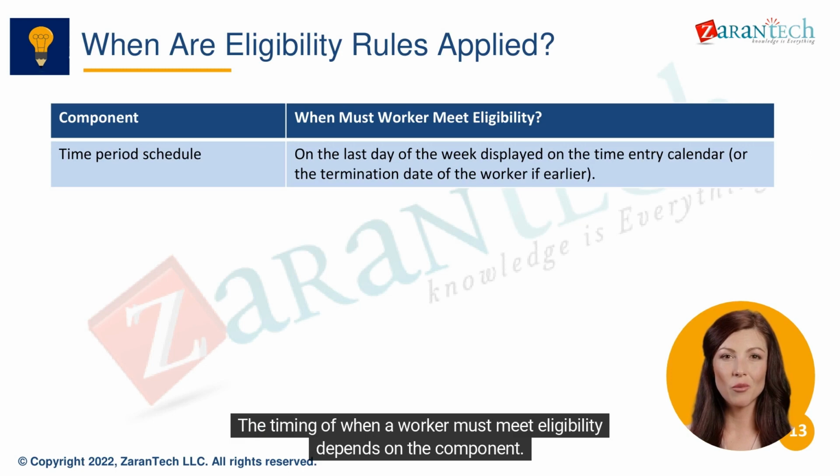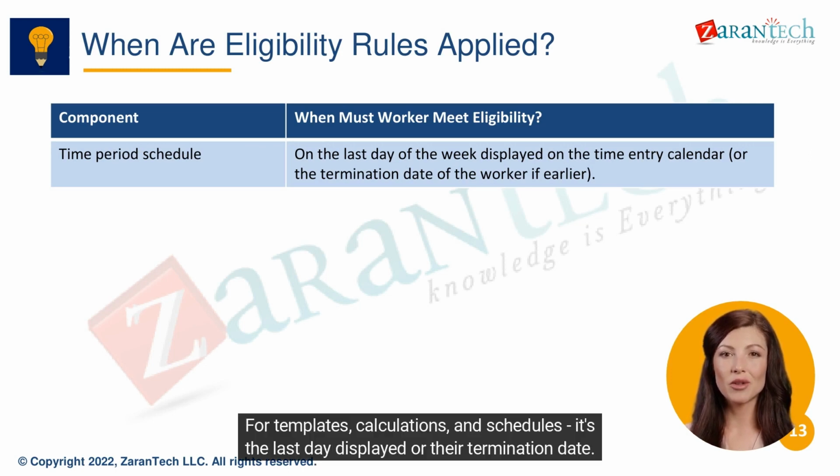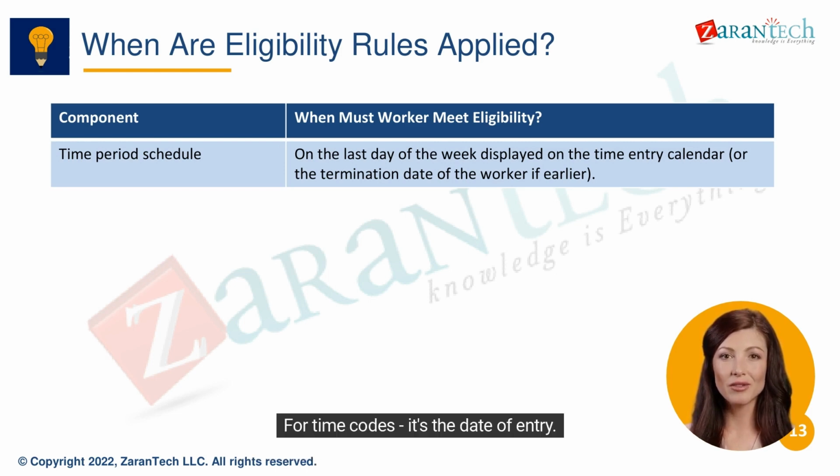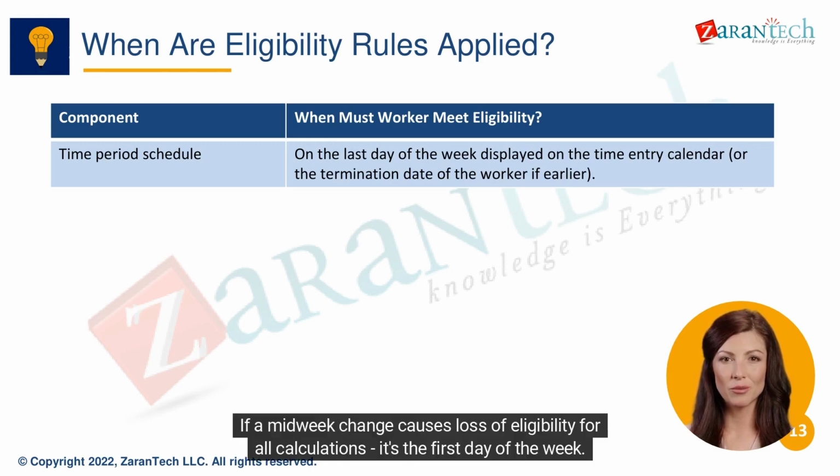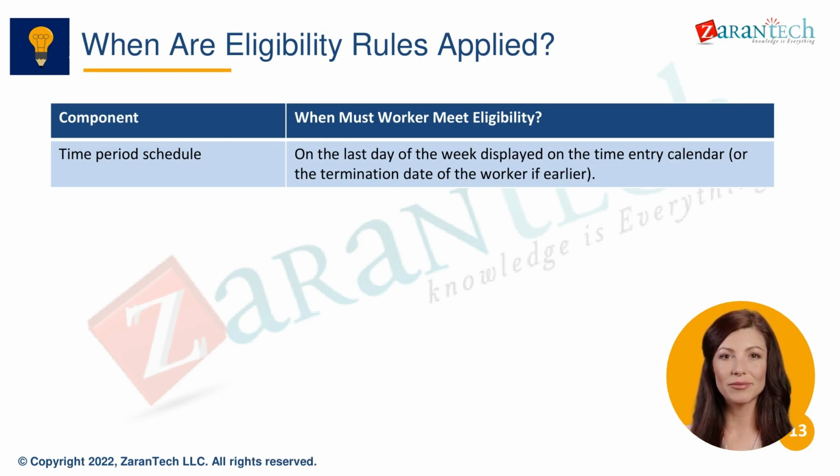The timing of when a worker must meet eligibility depends on the component. For templates, calculations, and schedules, it's the last day displayed or their termination date. For time codes, it's the date of entry. If a midweek change causes loss of eligibility for all calculations, it's the first day of the week.